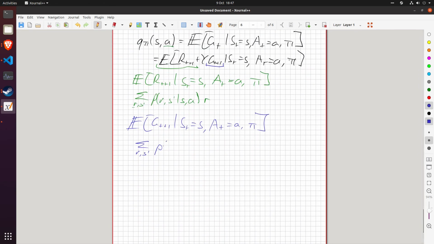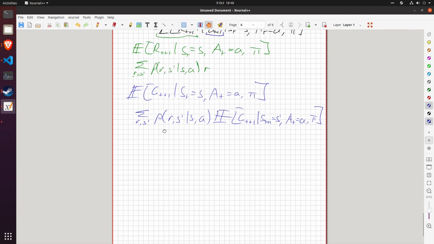So that's this expansion here, S prime, SA. And now we have another expectation value inside here. It's again the expectation value of the return at time step t plus 1. But now we've pinned down the next state, S prime. We still haven't pinned down the next action. So considering this summation, we're not looking at the next action. We still only know the first action, and then we know the policy.